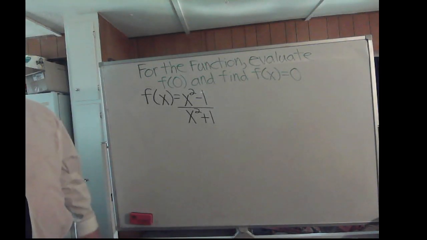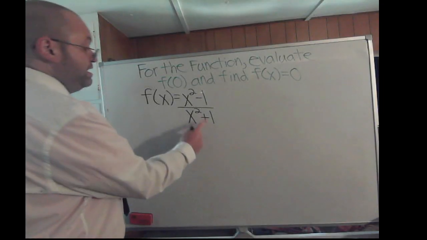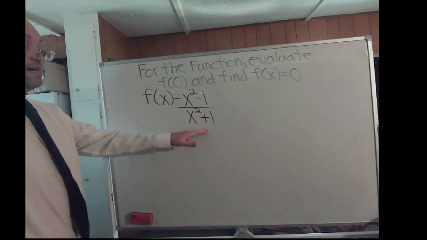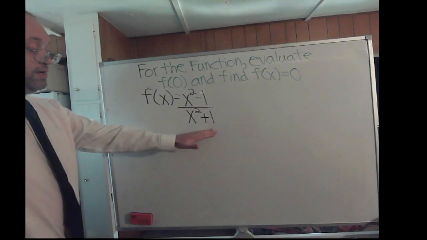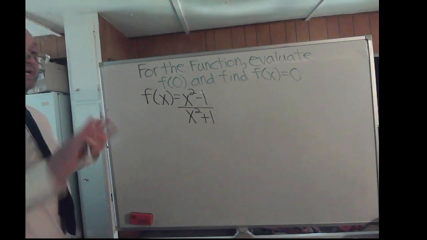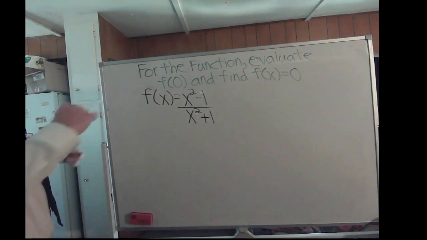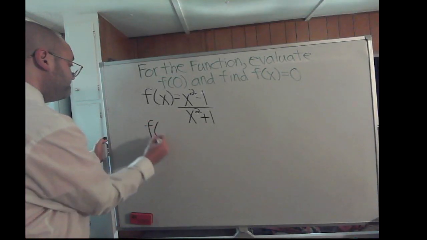There are imaginary numbers. We'll talk about that in Algebra 2. But remember, the sum of two squares does not factor over the real numbers. So the domain's the set of all real numbers. We don't need to place any restrictions. So we can go right ahead now and find f of 0.